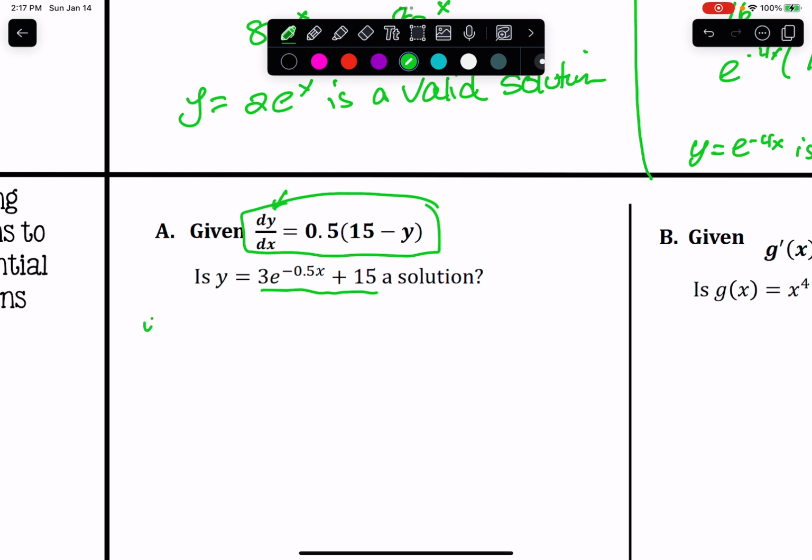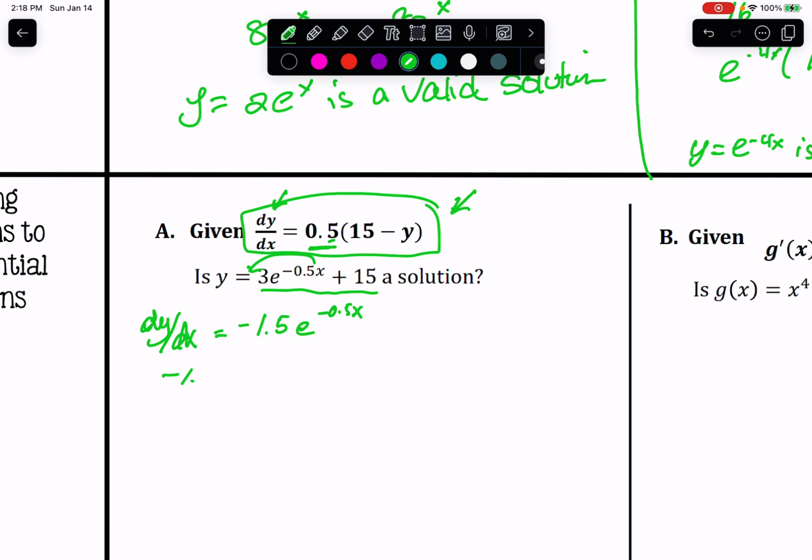So if we say dy dx, because they use dy dx, is equal to negative, let's see, if you multiply 1/2, or you're putting negative 0.5 in times 3e, so that would be negative 1.5 e to the negative 0.5x. And so then you can now put it into the differential equation.